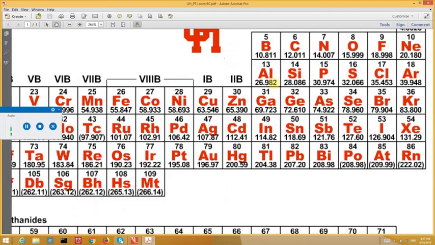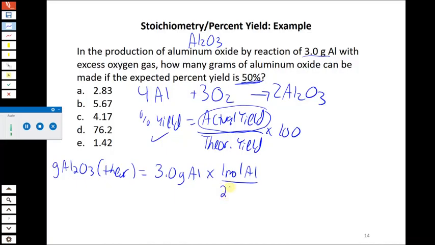All right, so 26.98 for aluminum. So we're going to use that as the molar mass. And then once we have moles of one substance, we can relate it to moles of another substance. So we're trying to find the theoretical yield of Al2O3. So we're going to use mole ratios here to go from moles of aluminum, which we want to cancel out, to moles of Al2O3 to be calculated.